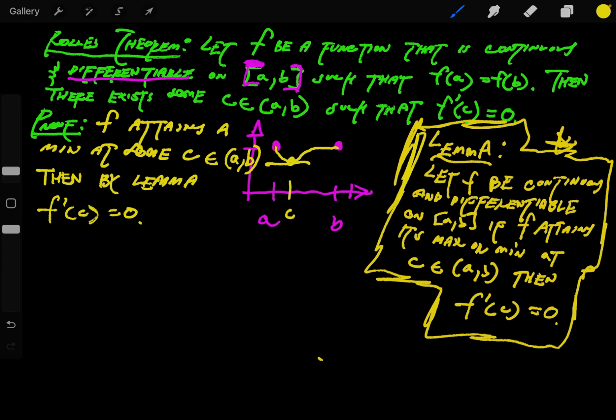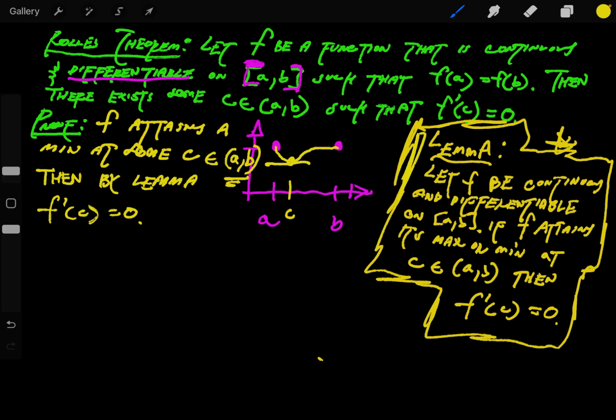So f could attain some minimum, it doesn't matter. It could also attain a maximum, but if it just attains a minimum and doesn't attain a maximum on the open interval, then if you look at the lemma, everything is satisfied. If f attains its max or min at some C, then we know the derivative is 0. So one possible case is that f attains a minimum. Now, f might not attain a minimum.